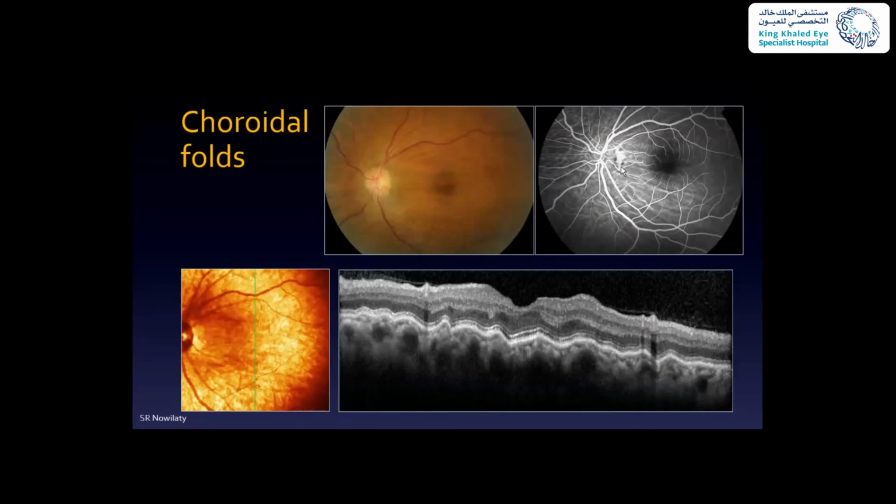And on the fluorescein angiogram, you can see the folds with these alternating lines of hypofluorescence and hyperfluorescence. The hypofluorescence is usually at the crease of the fold, that's the bottom of the fold, and the apex of the fold, where the fold is highest towards the vitreous, you have a window effect causing the hyperfluorescence.